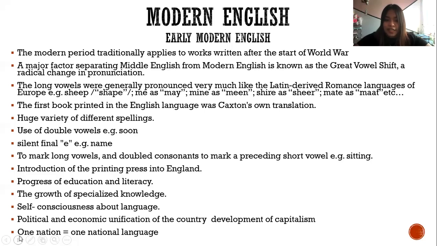At the time of the introduction of printing, there were 5 major dialect divisions within England: Northern, West Midlands, East Midlands, Southern, and Kentish. And even within this demarcation, there was a huge variety of different spellings.